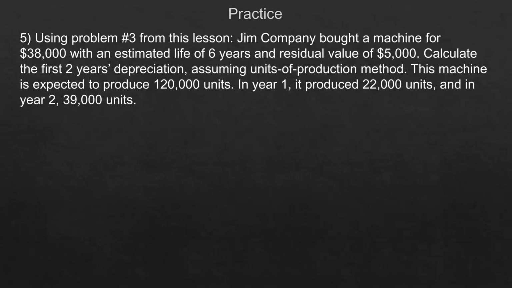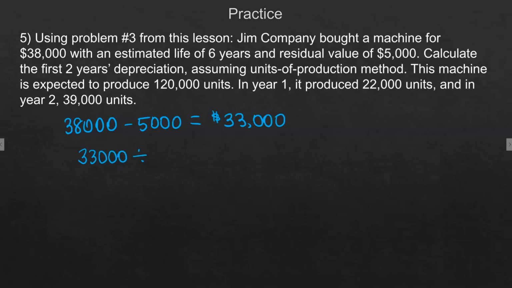We don't really know what the units are, and it honestly doesn't matter. In year 1, it produced 22,000 units, and in year 2, 39,000 units. Now this one's a little bit easier. We don't have quite as many calculations to do, but we have to find out how much, right? We've got our amount that we can depreciate is $33,000.